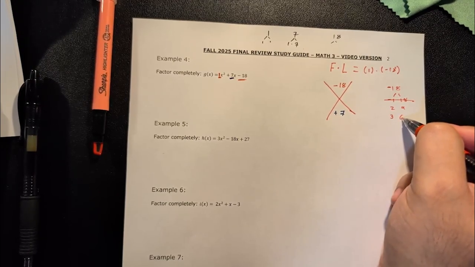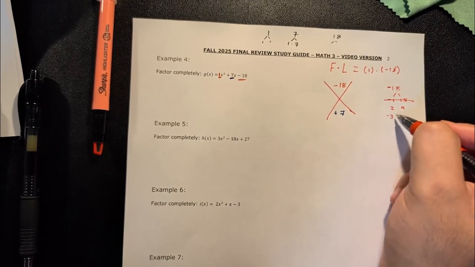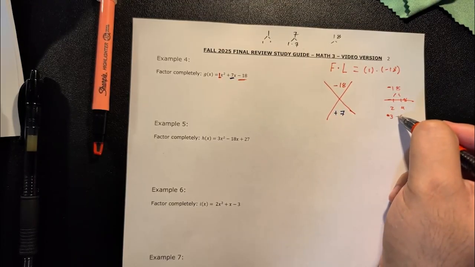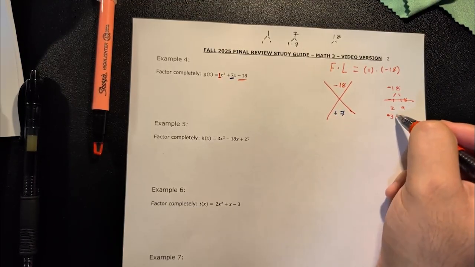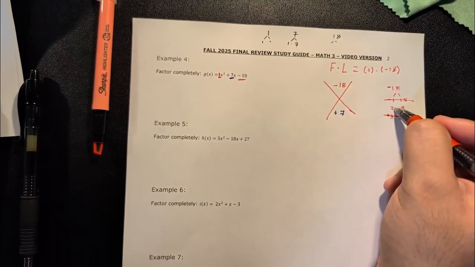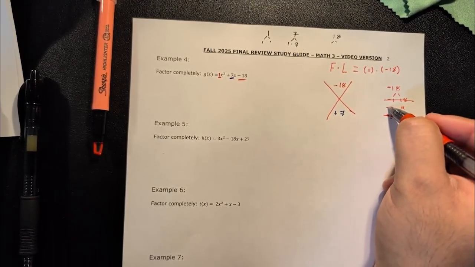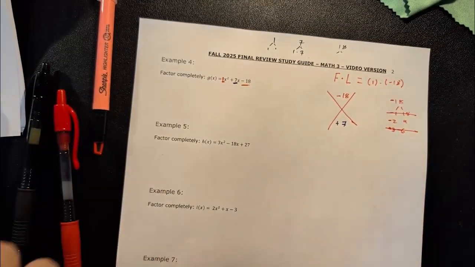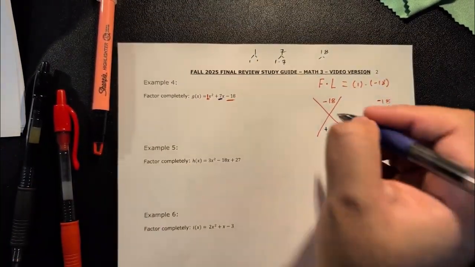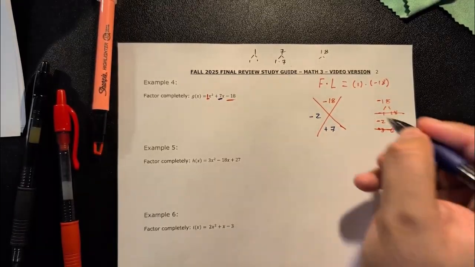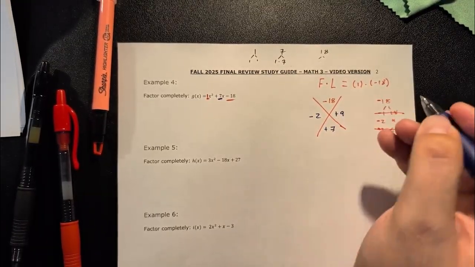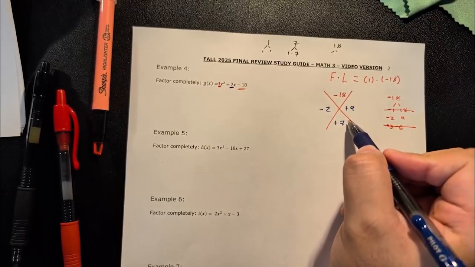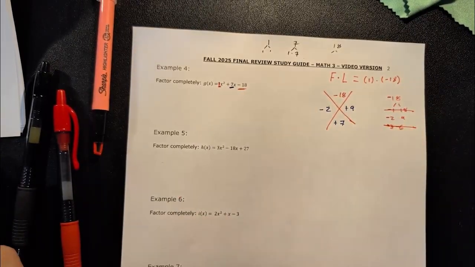Maybe this one. We could do a negative 3. No, that's not going to work. We could do this one a negative. Also not going to work. Okay, now let's do this one. 9. This one works. So I'm going to write it in blue. Negative 2 and positive 9. They multiply to negative 18 and add up to positive 7.